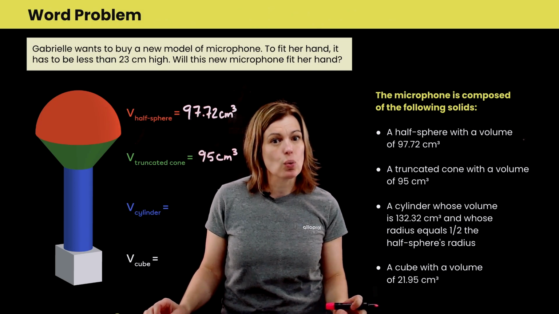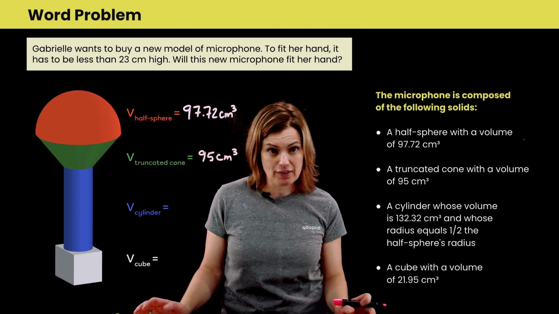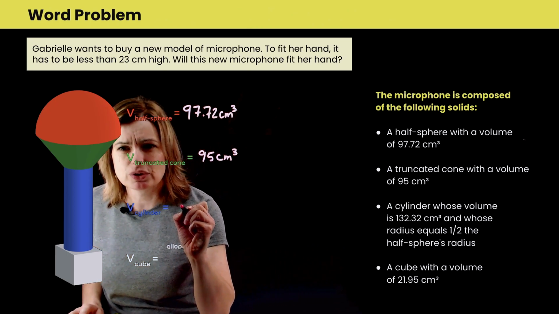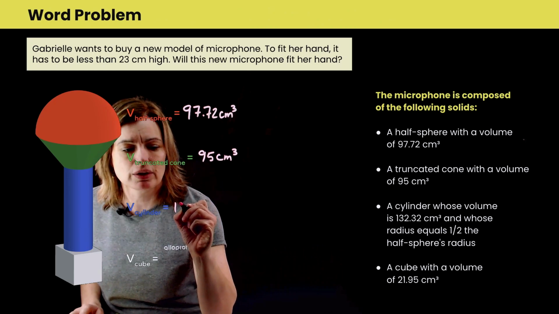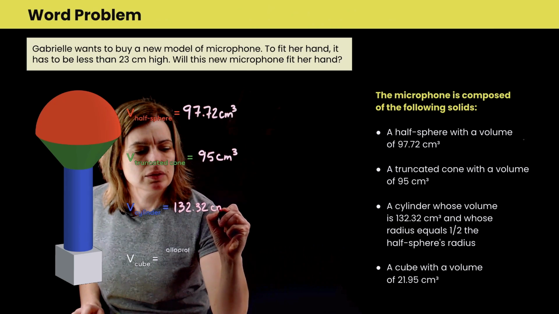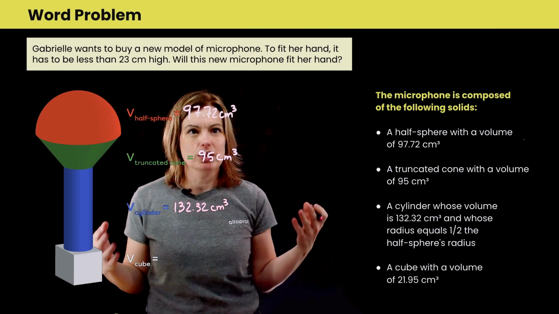We have a cylinder that you see in blue here, whose volume is 132.32 centimeters cubed, and whose radius equals 1/2 of the half sphere's radius. Okay, so I'm going to write down my 132.32 right here. That's the volume of my cylinder, centimeters cubed. But then it gives me information about its radius.